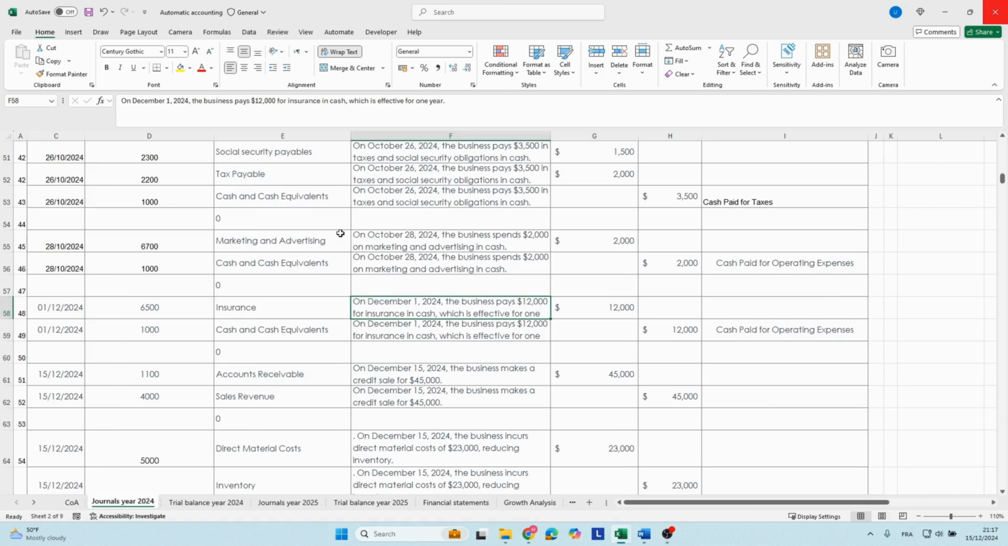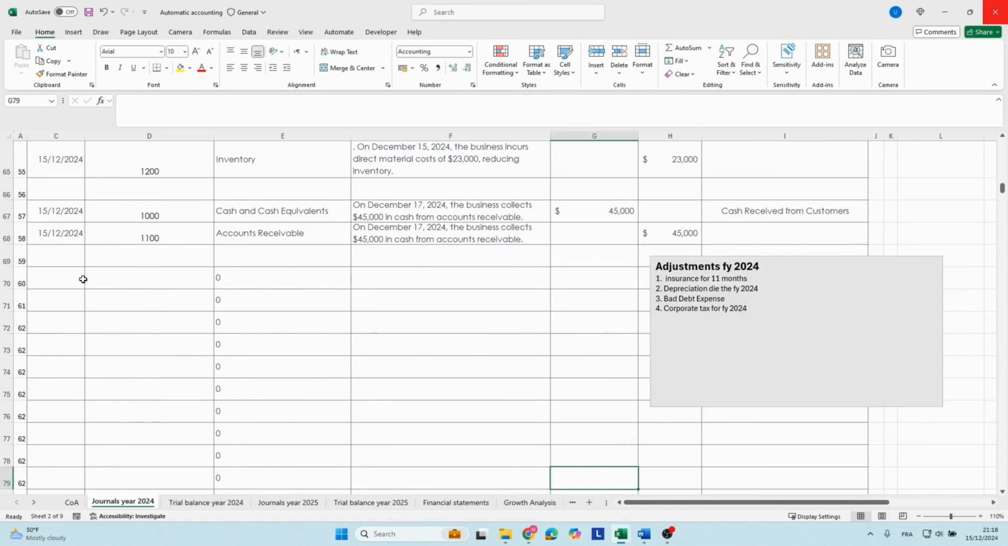That means the cost is not related to the financial year 2024. It's mainly related to the next year. So we have to make an adjustment at the end of the year. So the cost that is not related to the financial year 2024 will be booked in the next year. We will do that using prepaid expenses. As you see, it was paid in December, so 11 months will be considered as cost for the next year.